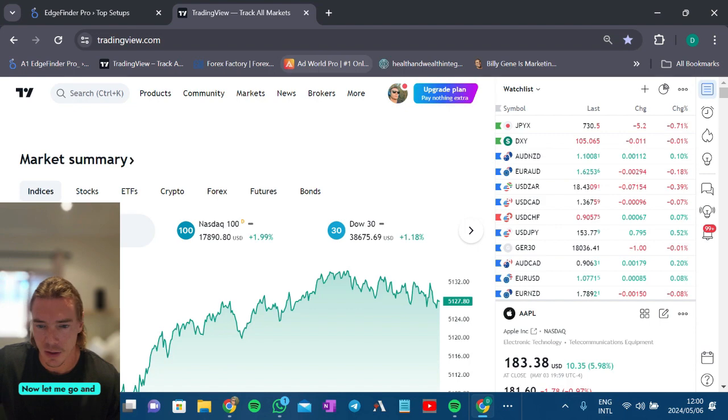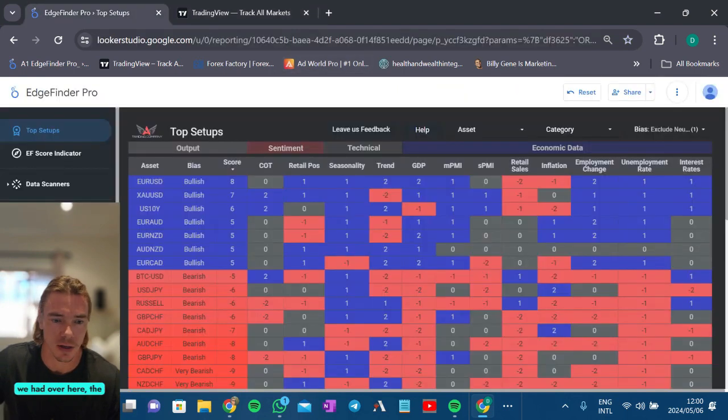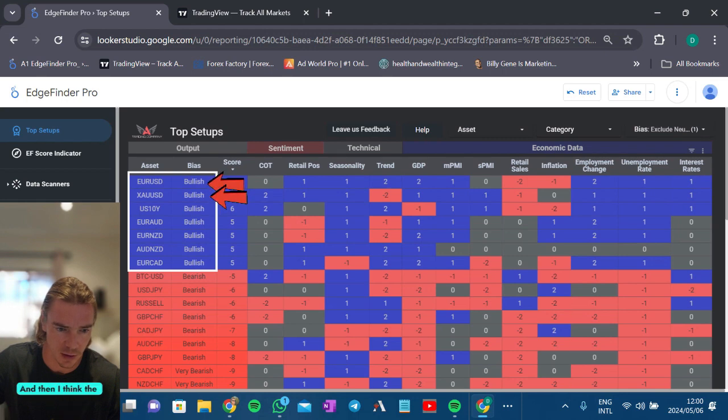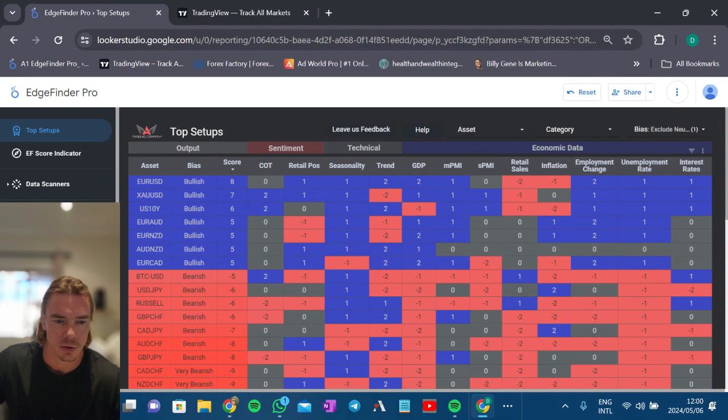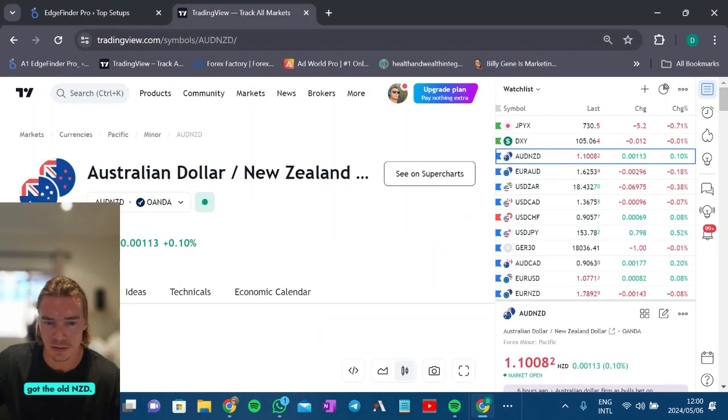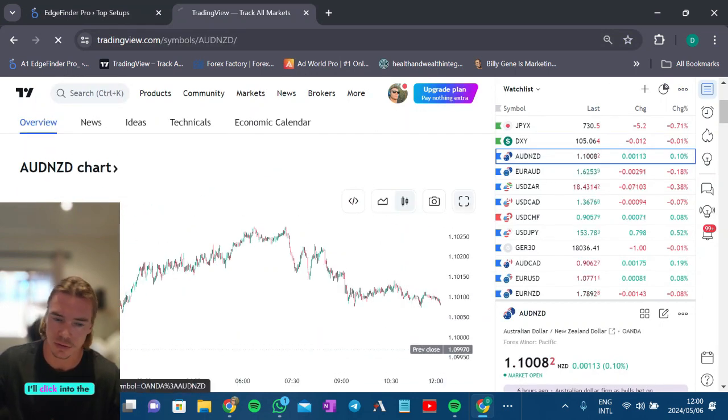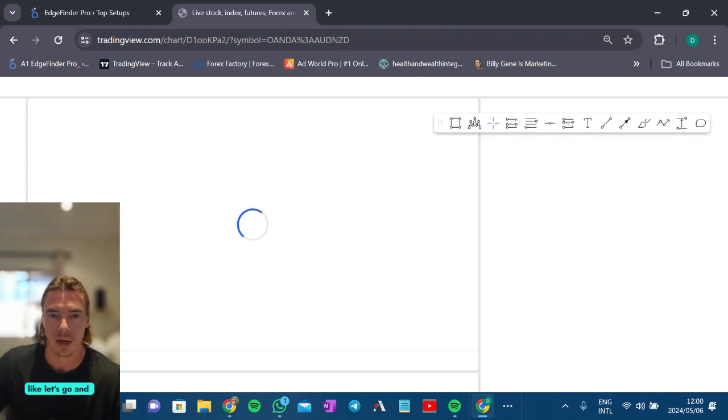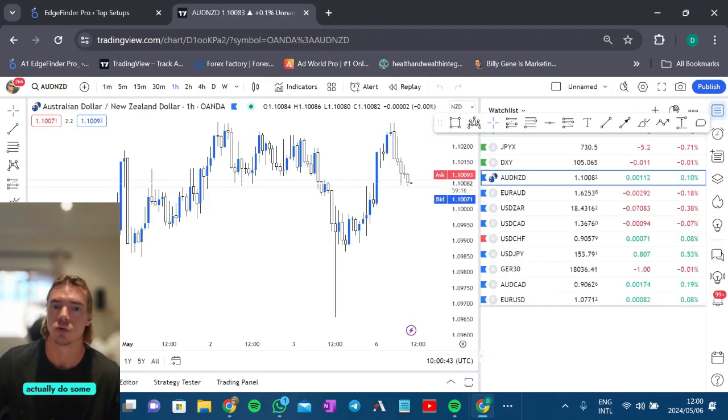Now, let me go and show you what we had over here, the Edge Finder. Let's go look at the EUR/ZAR. Let's go look at gold. And then I think the next one I want to go look at is the AUD/NZD. So we've got these three that we're going to go look at, 1, 2, and 3, for a buy position. Up here, I've already got the AUD/NZD. Let's just start with that. I'll click into the market and then we'll go and actually do some diagnostics.